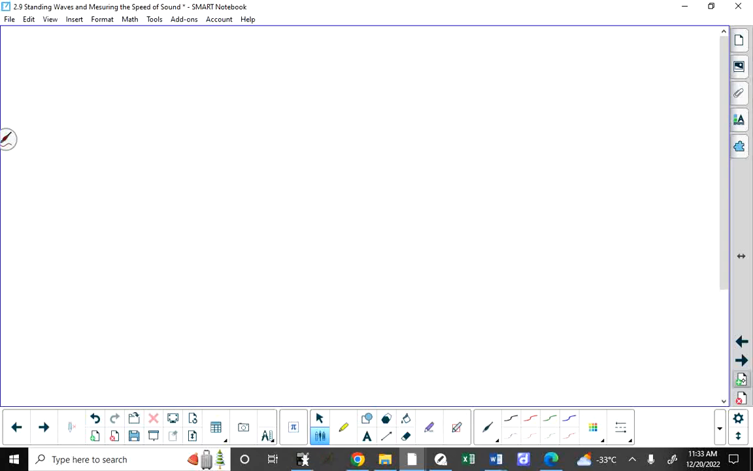The formula you can use to determine the wavelength would be speed equals frequency times wavelength. It's not a difficult calculation. But while you're finding that wavelength that tuning fork will produce, I'm going to hand out the lab that we're going to record our data on and that you are going to be doing your calculations with.